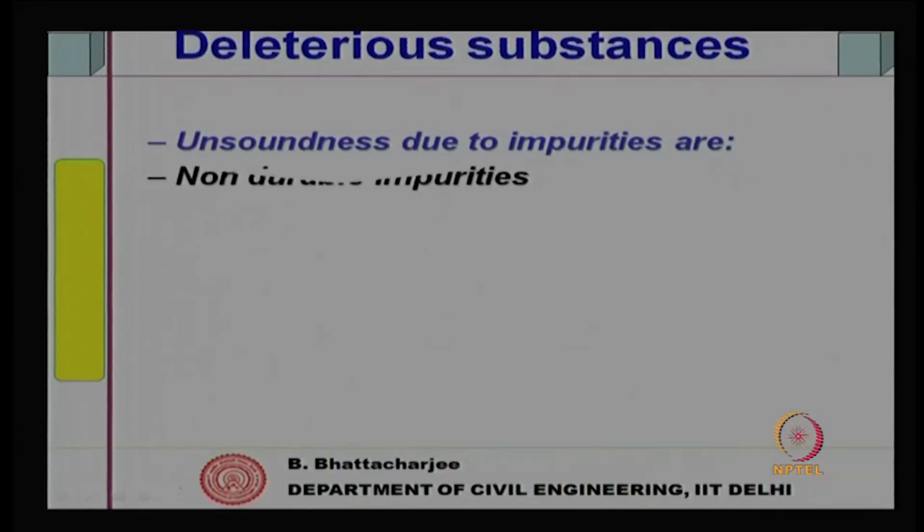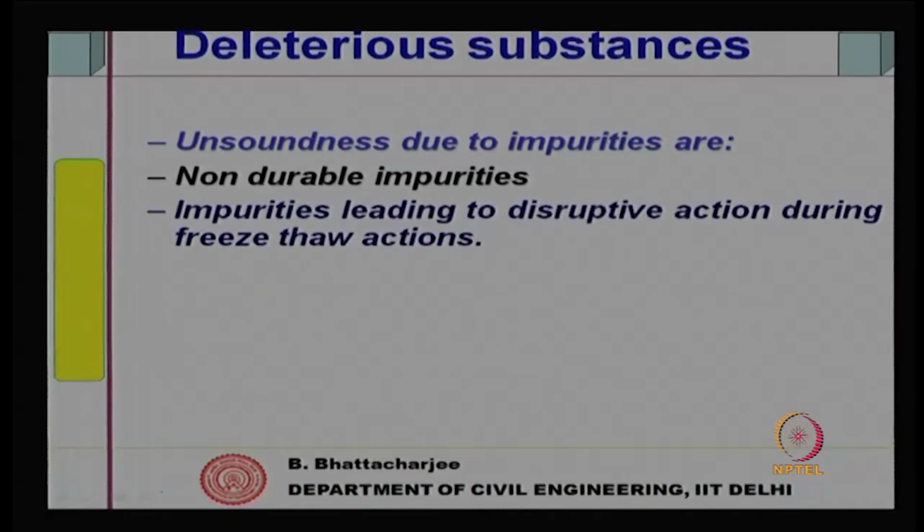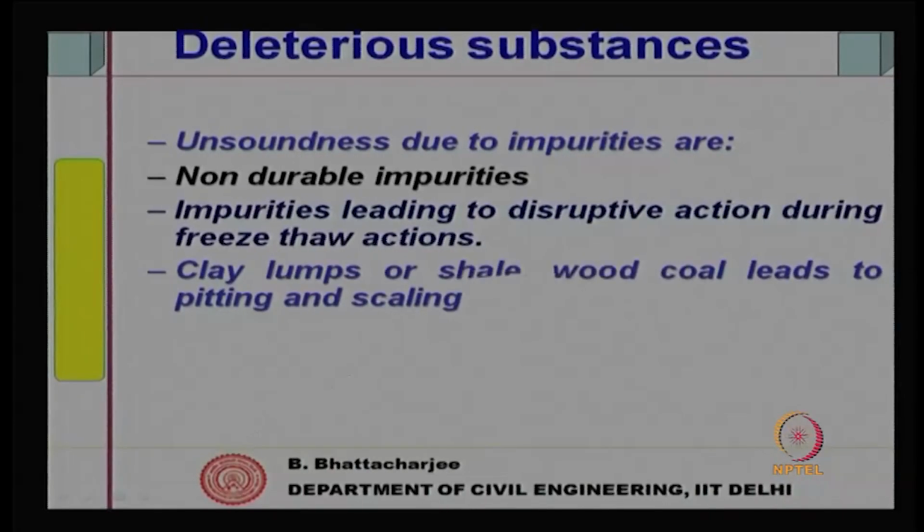Unsoundness, that is volume changes, are due to non-durable impurities, disruptive action during freeze thaw action, and clay lumps of shale. If they are there, they will expand in volume. Wood coal leads to pitting and scaling; these are unsoundness.